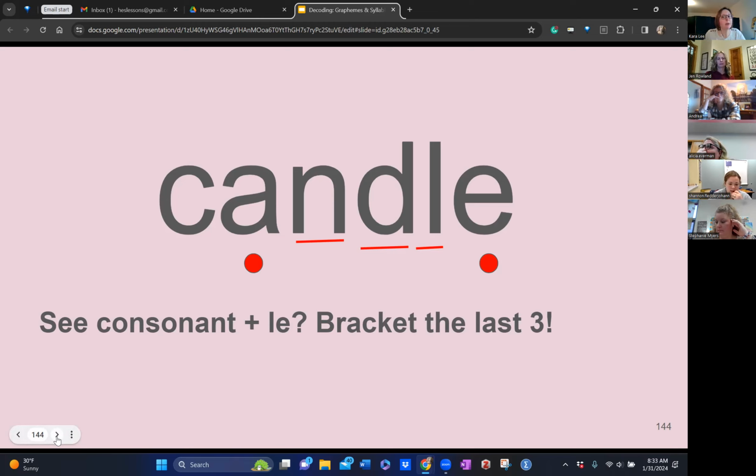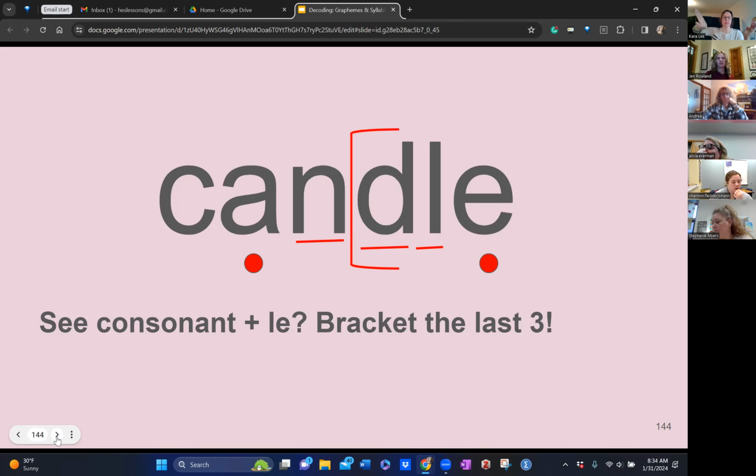So even though normally I would have kept N and D together in any other syllable that I've studied, right? That ND is like a cluster. But wait, I see a consonant LE, so I bracket the last three. Notice this new thing here is this bracket, this special way of coding this. Notice that it just automatically tells you where to divide. I see a consonant LE, I bracket the last three, meaning that is now a syllable.